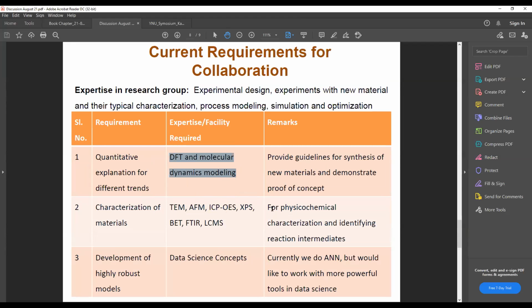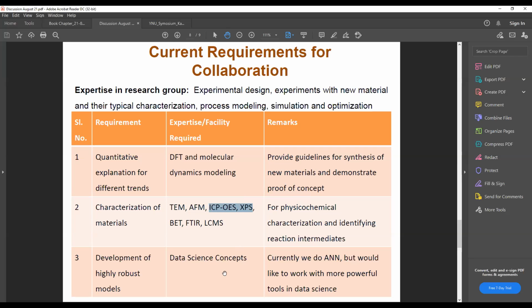I'm also looking for extensive physicochemical characterization and identifying reaction intermediates in advanced oxidation processes. So we'll be looking at some of these instruments. I'm already using some of these, but I would like to have more increased access to temperature TPD, ICP-OES, XPS, and all these other instruments, LCMS.